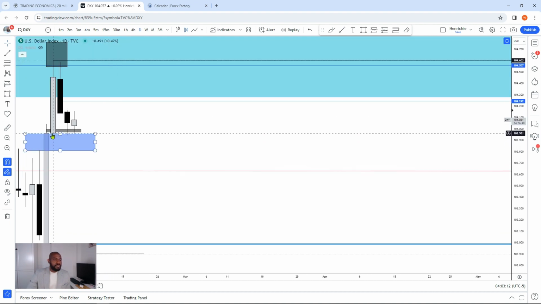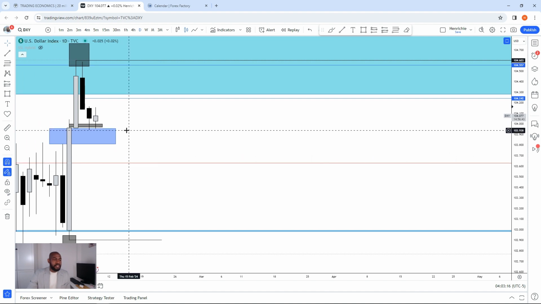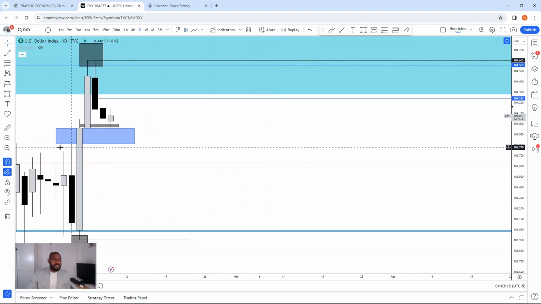And the second reason is because of this candle without wicks. A candle without wicks has liquidity resting below it. So as you can see, price tapped into that key level.